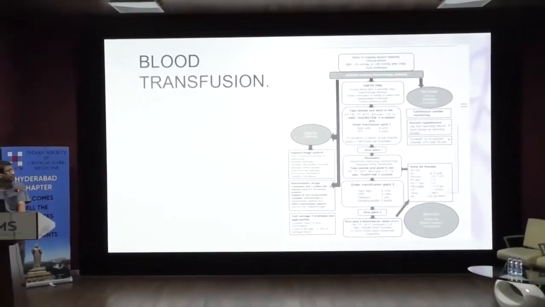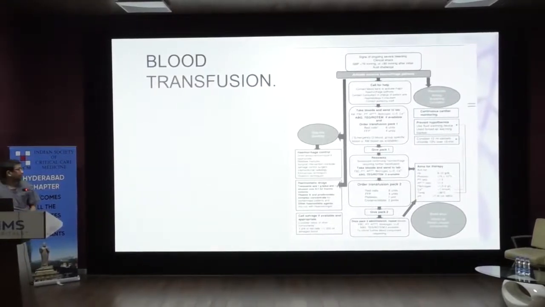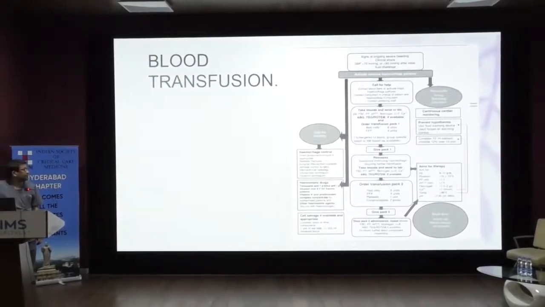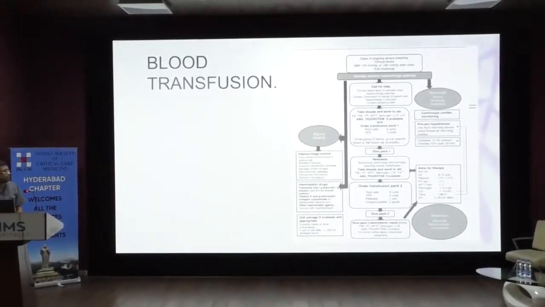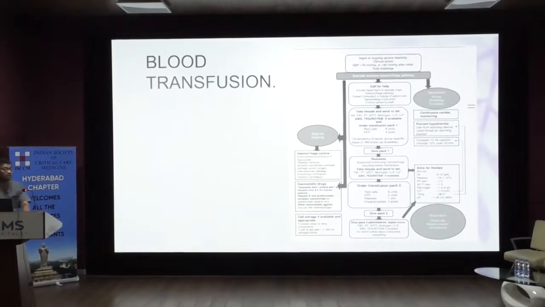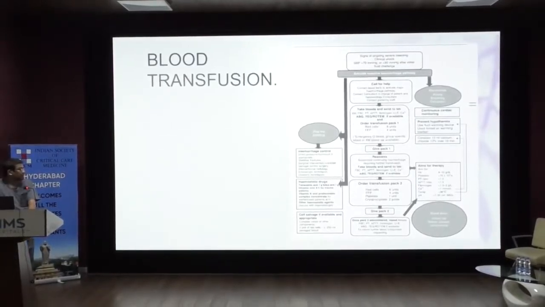In the middle box you can see order transfusion pack 1: PRBC 6 units, FFP 4 units. If again reassessing, order transfusion pack 2, then come the platelets and the cryoprecipitates. Then again, with the help of all the coagulation profiles, we have to see that.